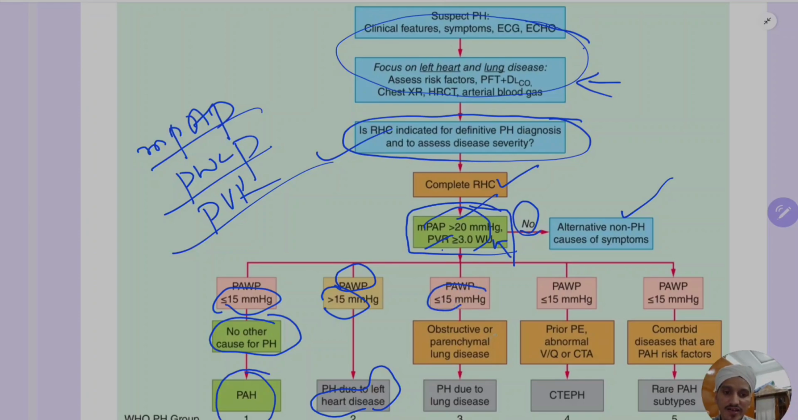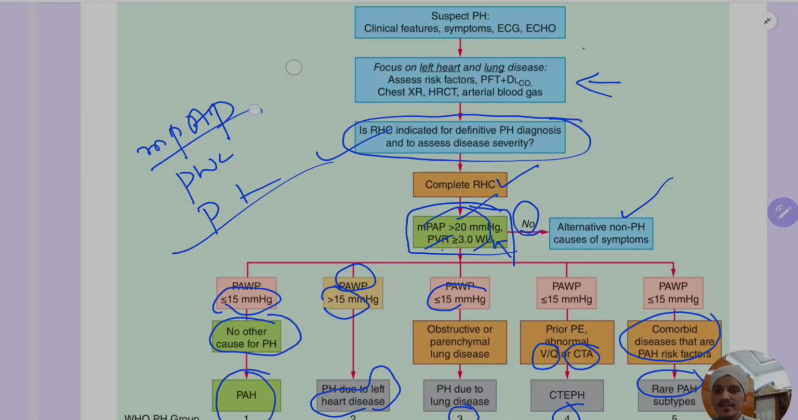Less than 15, and you have the other investigations like chest X-ray, HRCT indicating obstructive or parenchymal disease, then we'll classify it as group 3. If V/Q mismatch is there, or CT pulmonary angiography shows clots, then you classify it as group 4. If comorbid diseases which are risk factors for pulmonary hypertension are present, then you will think of rare PAH. So that's how you proceed.